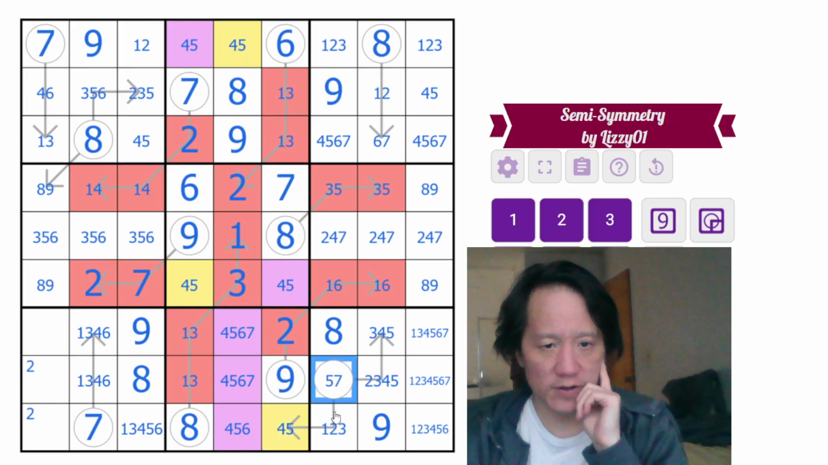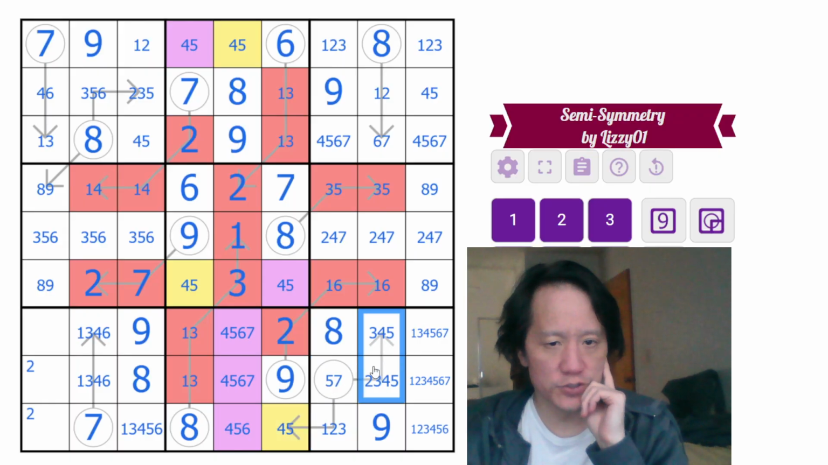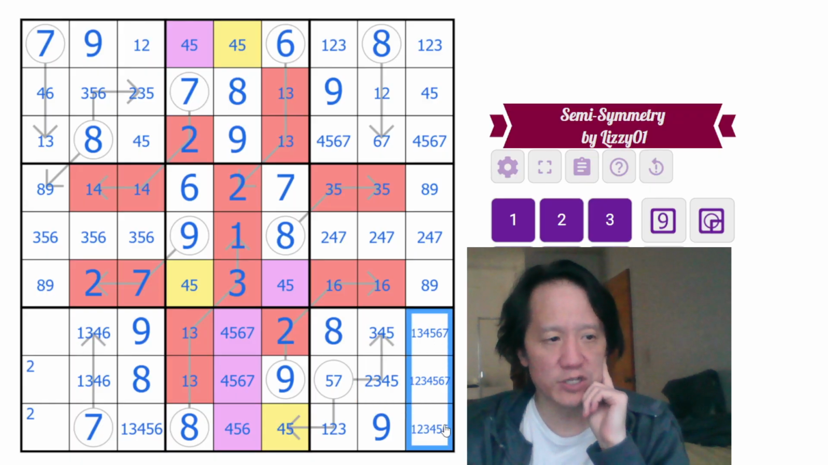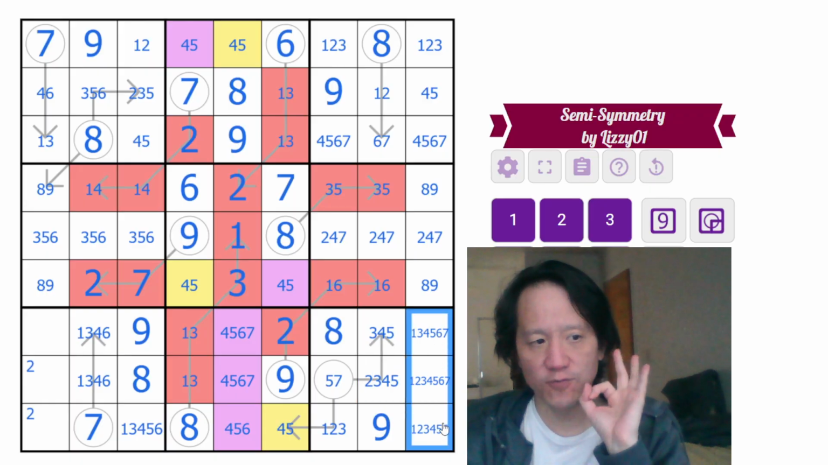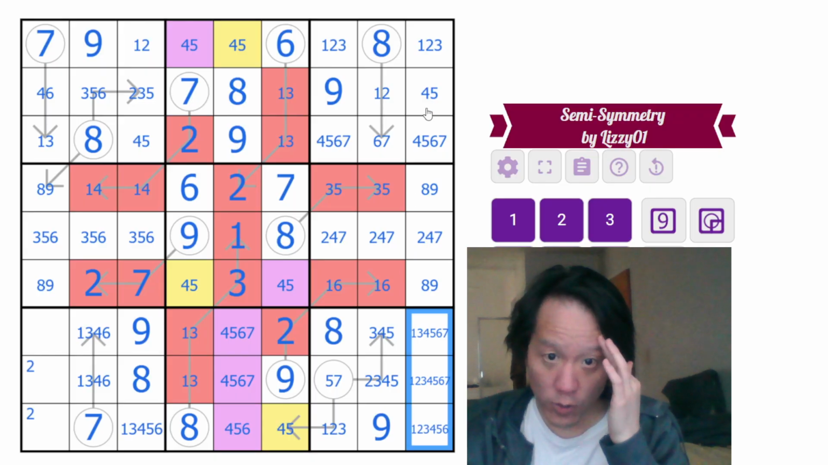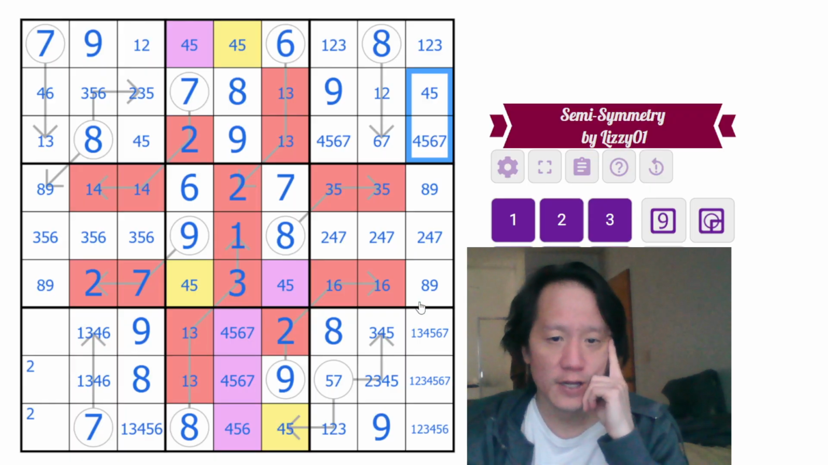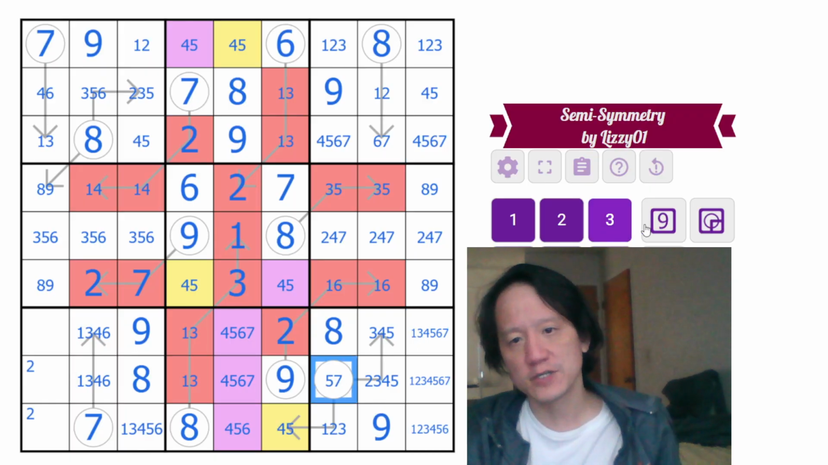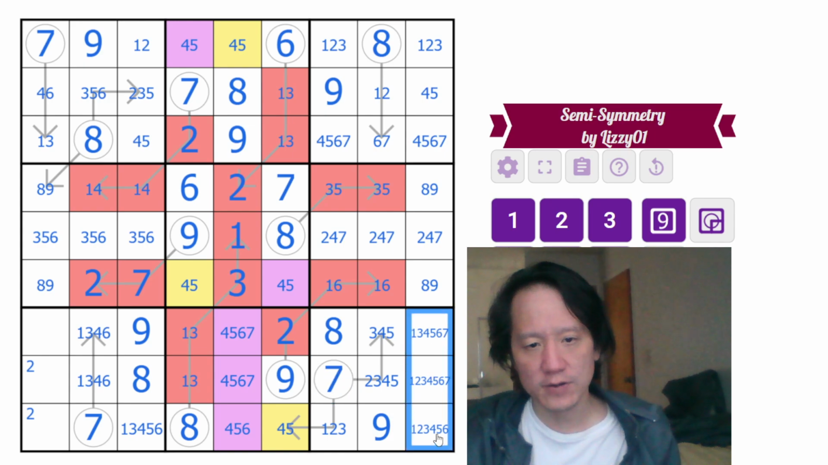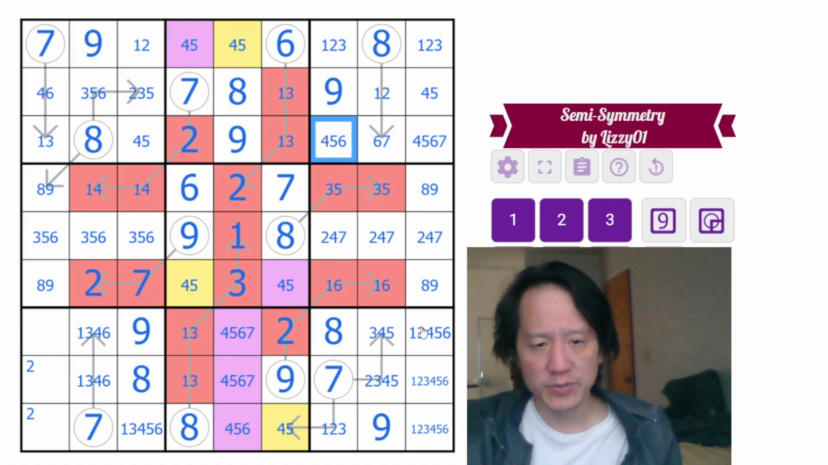If this is 5, this has to be 1 and 4, and this is 2 and 3, which makes these 3 digits 4, 5, and 6, 4, 5, 6, or 7. But we already have 2 cells that require 4, 5, 6, and 7. Therefore, this doesn't work. Therefore, this cannot be 5.